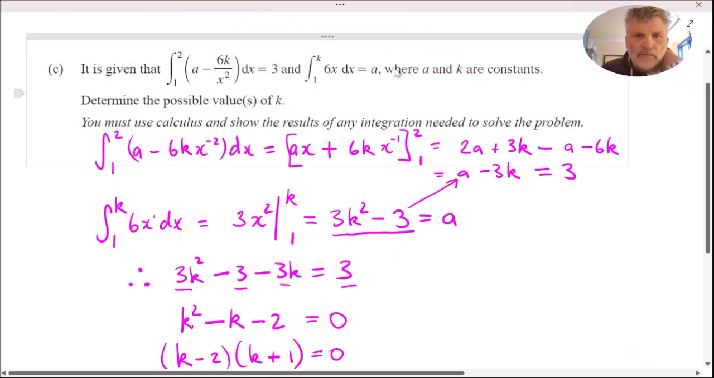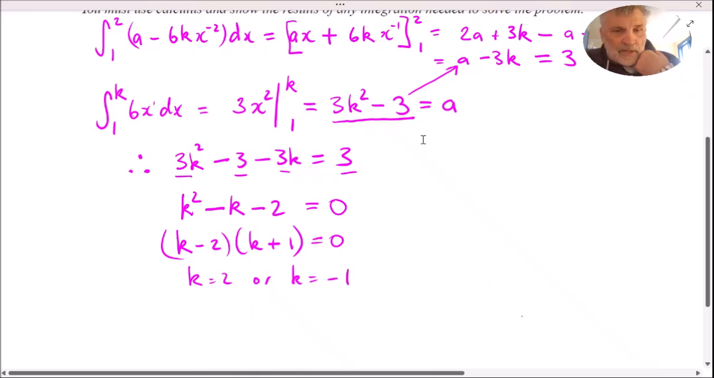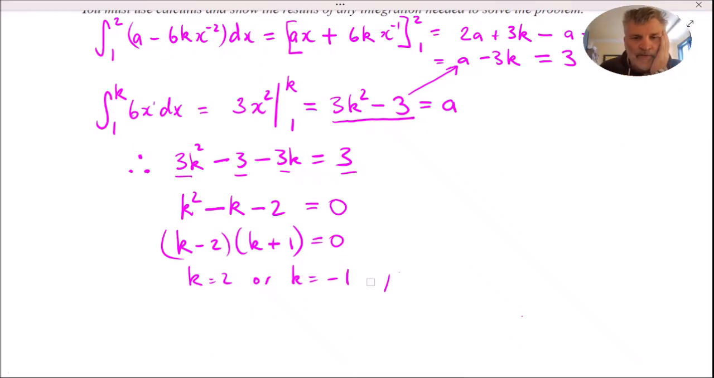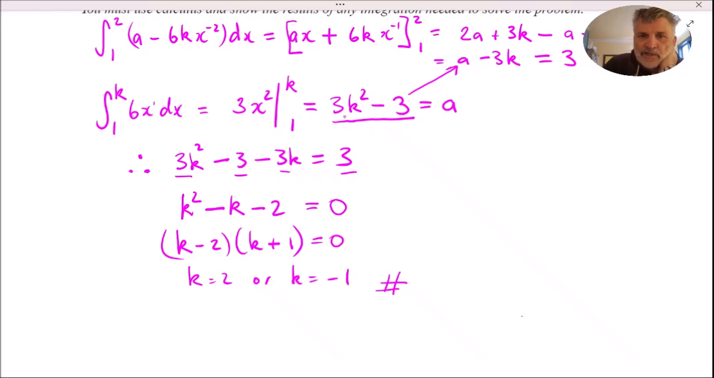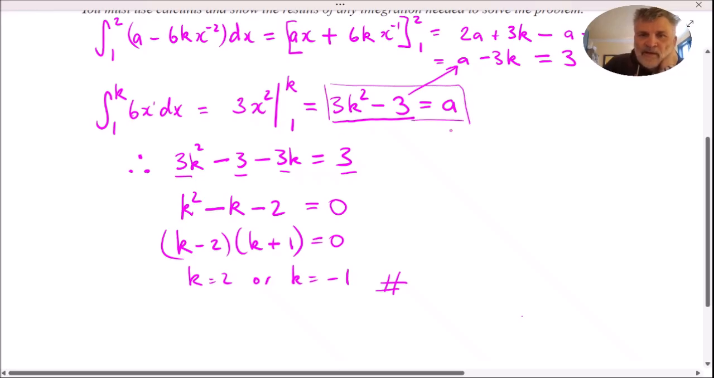Was there any conditions on them? A and k are just constants. Determine the possible values of k. So we've found that, and that's all we need to do. It doesn't ask us to find a, but we could find a very easily. Here's an expression for a. So we could say, in this case, a equals 3 times, I'm writing 4, which is okay, but I was intending to write 2 squared minus 3. 4 3s are 12 minus 3, a will be 9.